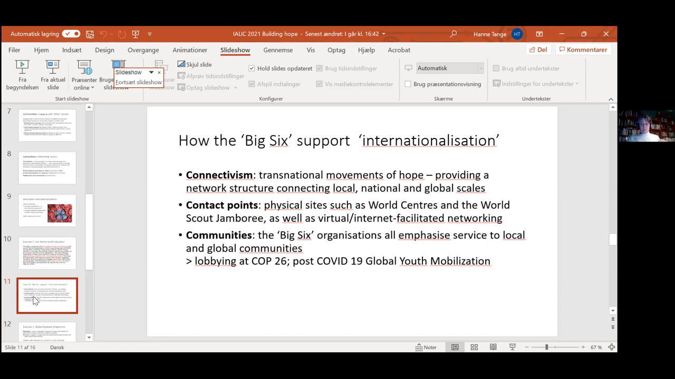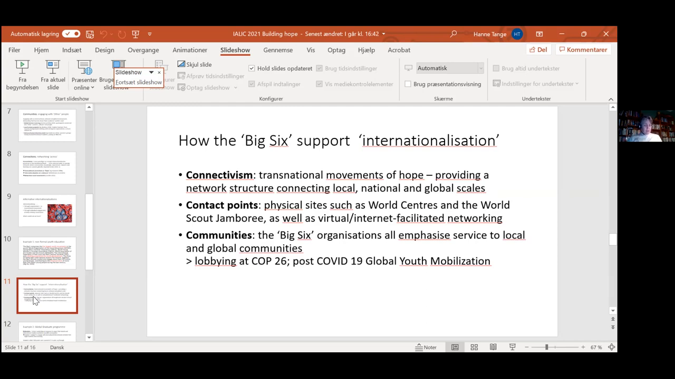We also saw, for instance, the World Scout Organization present at COP26 in Glasgow with Bear Grylls, Chief Scout from Britain, speaking about why, for young people, it's important that politicians act on climate change. So I think there's lots of hope to be had here. But what is it they're doing in terms of my conceptual framework? Well, first of all, we see this transnational movement of hope, connections. There's a network structure here where the single member of a scout unit or the local World Red Cross organization can connect with a global organization. So they have an infrastructure if they want to interact on a global scale.